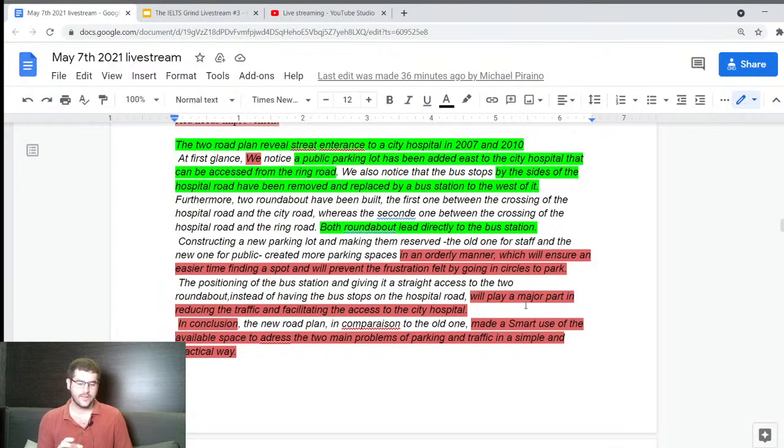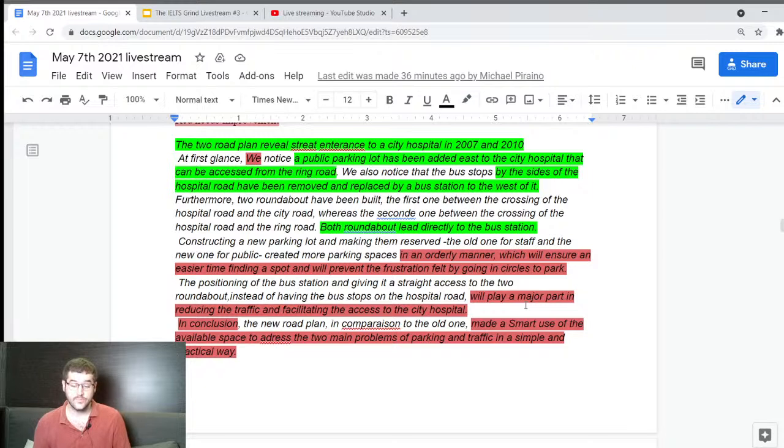We can also see I highlighted in red, and that's because the register wasn't quite right. This is a task 1 essay, so that means no I, no why, no conclusion. There should not be anything that is connected to you or your opinion. So I would change this to use different words instead of saying we notice.